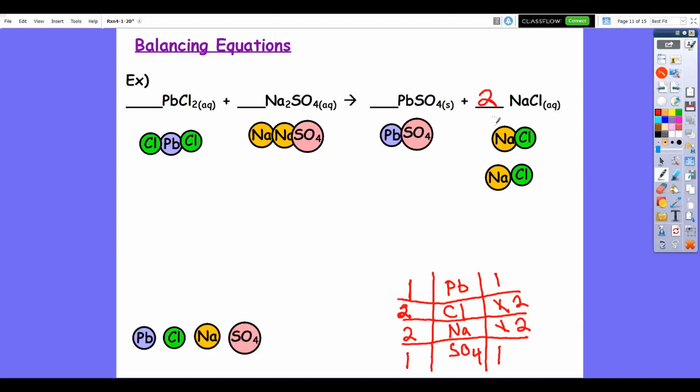Remember, when you change your coefficient, you're not just changing one thing. So step 2 was to change the coefficient so it's equal to what you need it to be. So I changed it to a 2 because 2 times 1 gave me the 2 atoms of chloride I wanted. And that also affected my sodium. So I didn't need to go back and change anything else because that actually finished. I didn't really need to worry about step number 3 of rinsing and repeating.